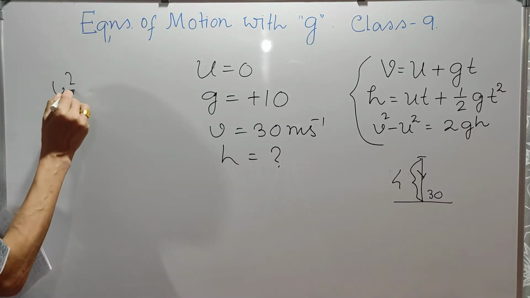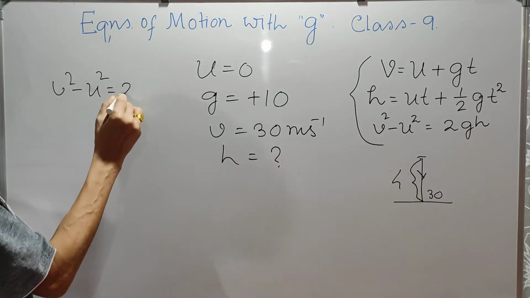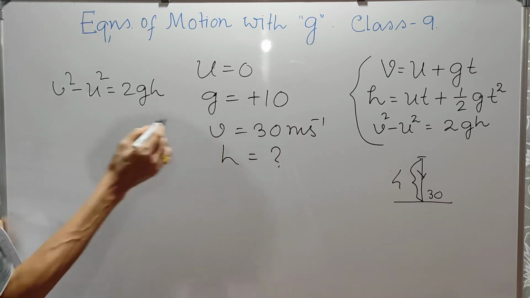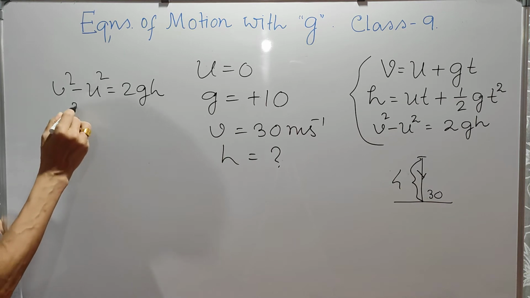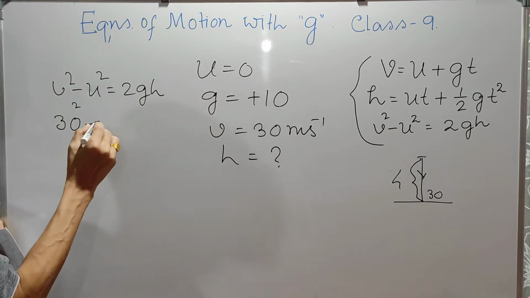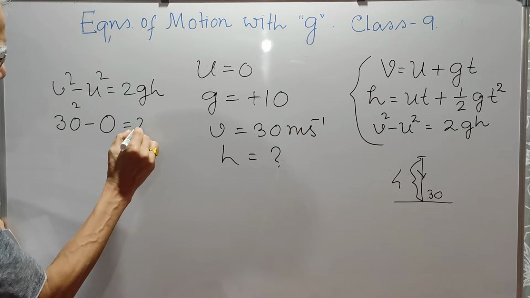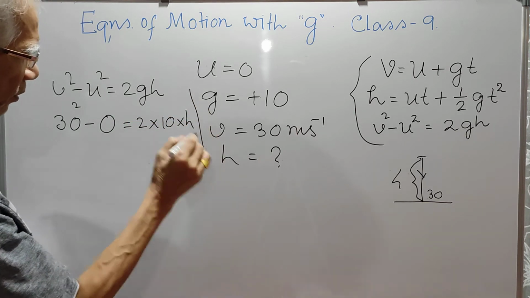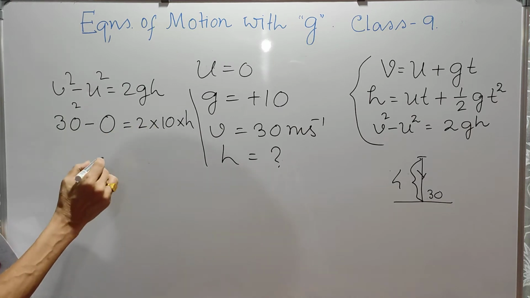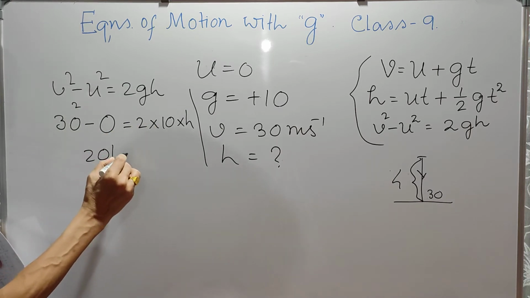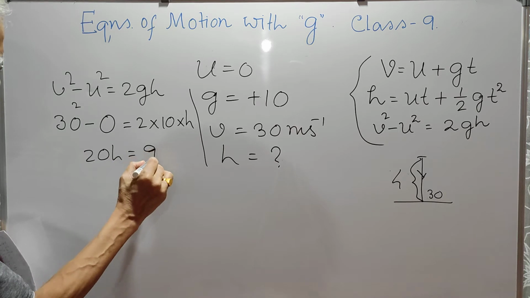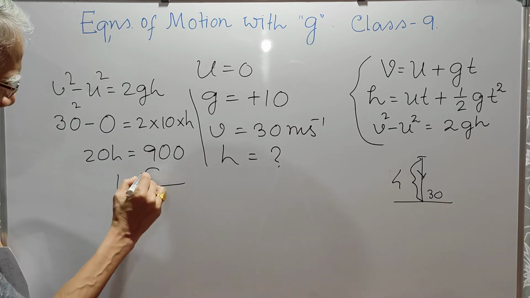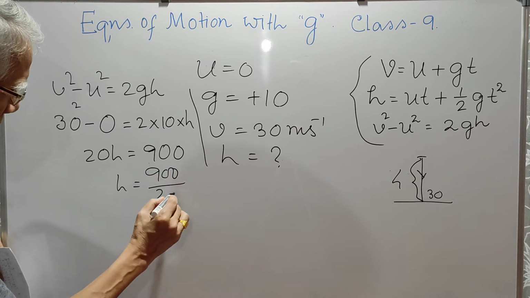So v square minus u square equal to 2gh. All right. Now put the value. v is 30, so 30 square minus u square. u is 0, 0 square is 0, equals 2 into g, g is 10, into h. So this h you have to find out. All right. So 20h equal to 30 square. That means 900. Therefore, h equal to 900 by 20.